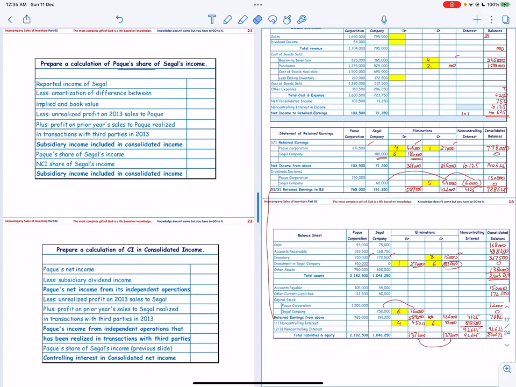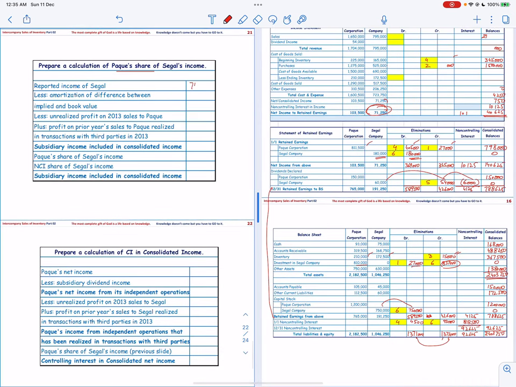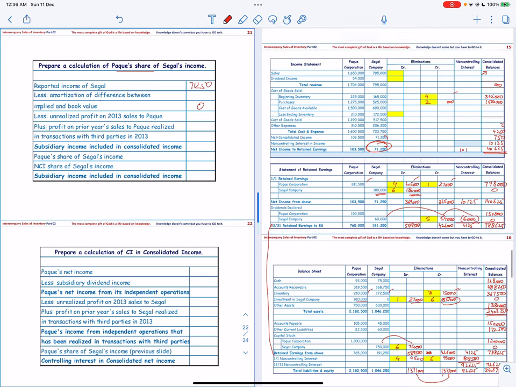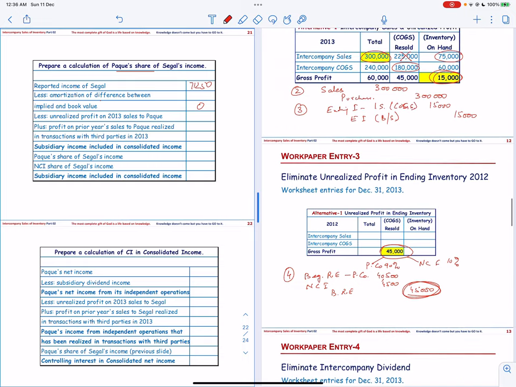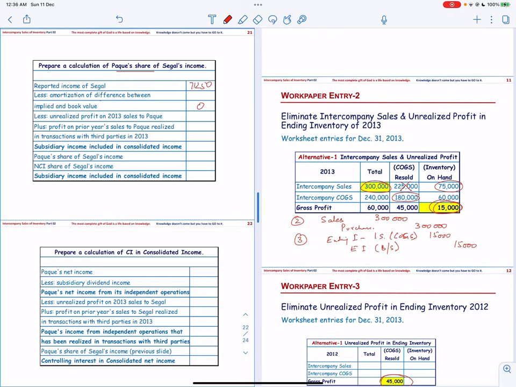Now the reported net income of Segal is 71,250, and from this we are going to subtract amortization of difference between the implied value and book value, and that is 0. We have already talked about it, as we wanted to look into the entries related to inventory. And then there was unrealized profit that we have already calculated before. Ending inventory income statement, that was 15,000, if you can remember.